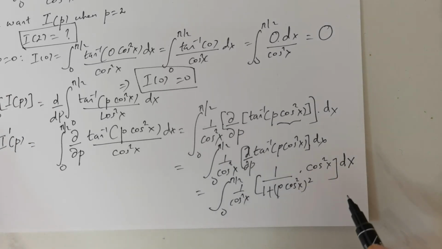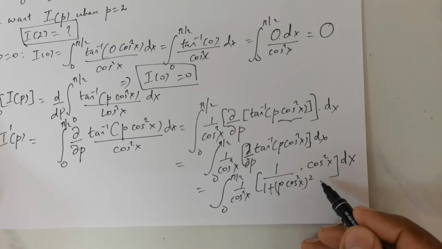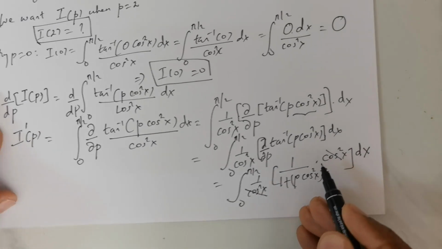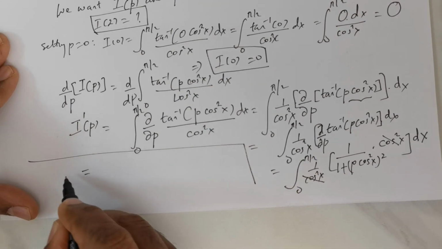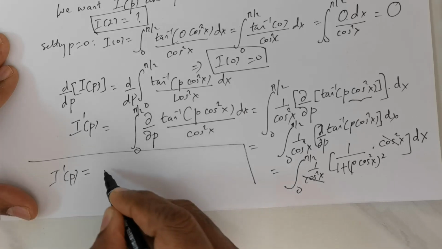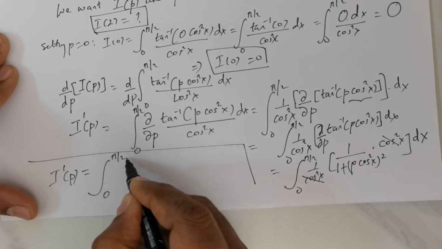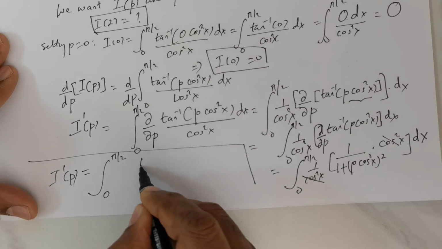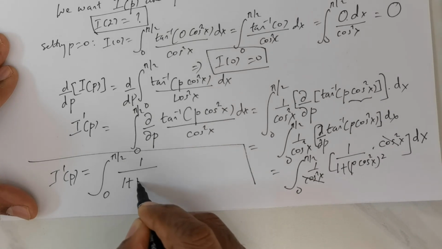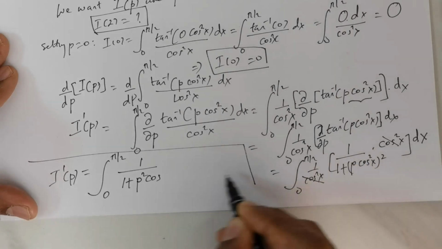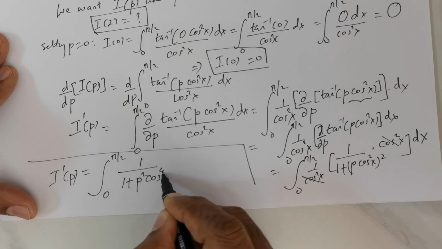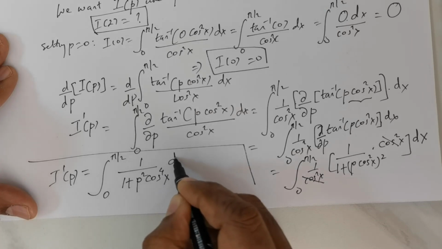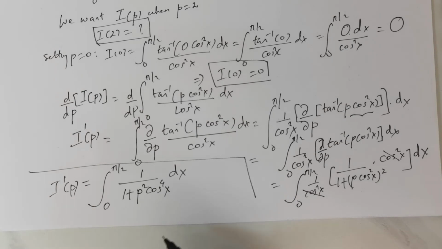So this is fair enough, and I can cancel this cos squared, and I can actually use the space here. So this is now I dash of p is equal to integral 0 to pi over 2. What do we have? We got 1 over 1 positive p squared times, this is cos squared raised to the power of 2, right? That's going to be cos raised to the power of 4x times dx. So I hope you are able to follow what we have got. So this is what we have got.